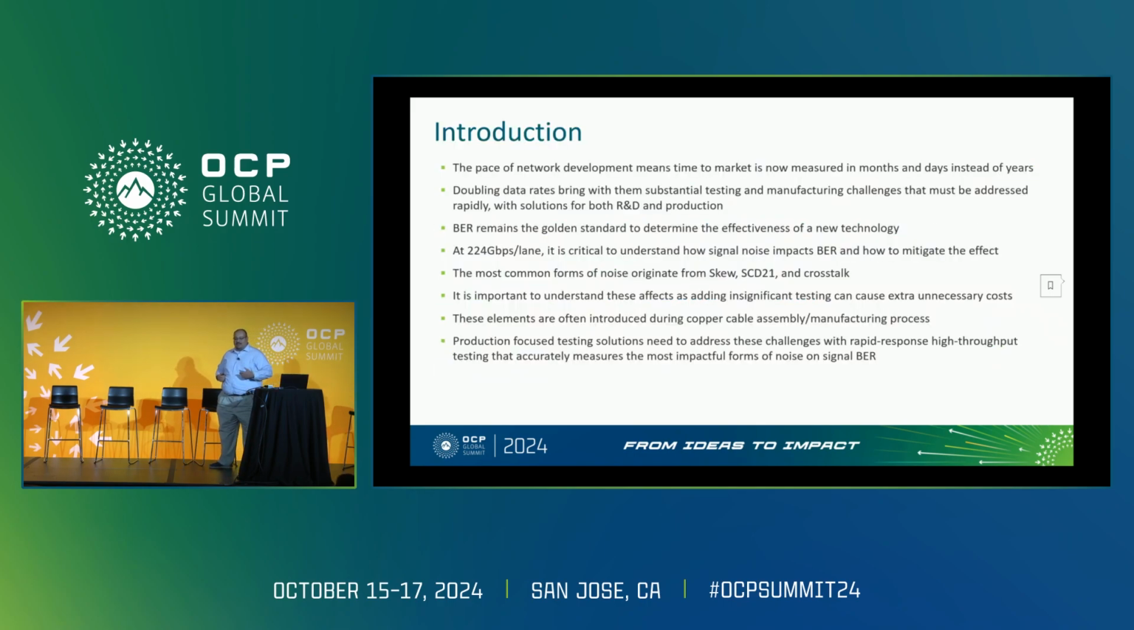So we all know that the pace of network development means time to market is measured in days and weeks and not months and years anymore. Doubling the data rate comes with substantial testing. And what that means for end users is test time increases. That means manufacturing challenges that need to be addressed. It means everything needs to happen at the blink of an eye. And bit error rate remains the golden standard to determine the effectiveness of new technologies.